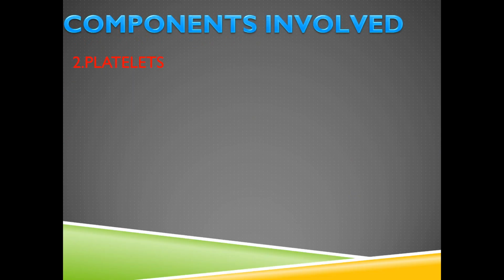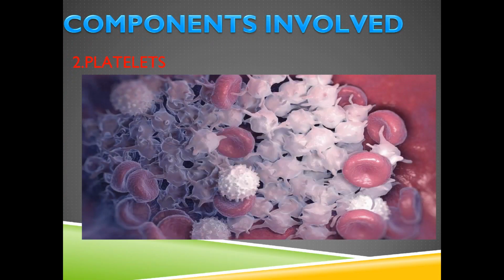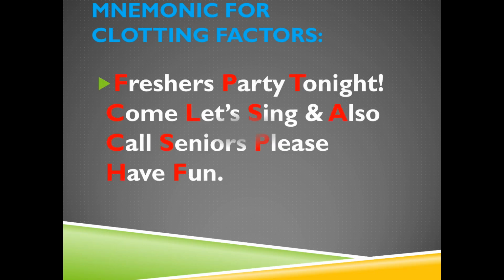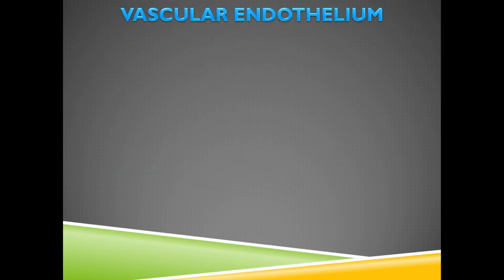Second is the platelet, which is the initiator of coagulation. Platelets form this sort of aggregation. Third is the plasma clotting factors, which are different proteins and enzyme systems interacting with each other and ultimately forming the clot. To remember the clotting factors, we have a mnemonic called Precious Party Tonight. Come, let us sing, and also call seniors, please have fun. If you remember that, you can remember all the 12 clotting factors.